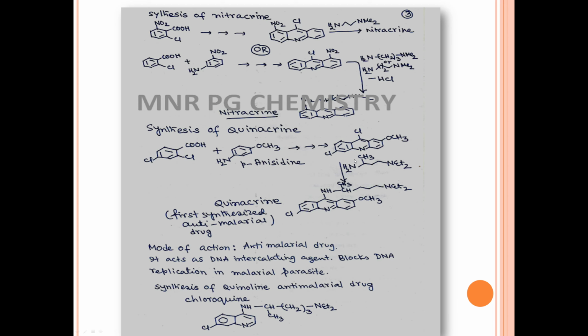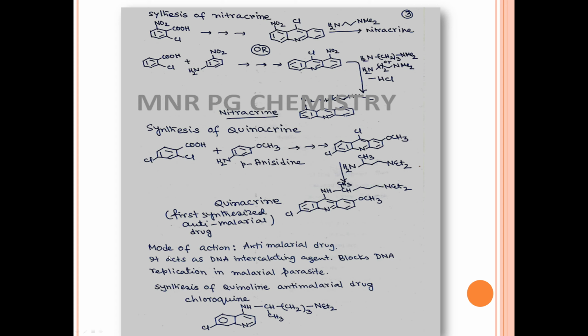So we will have the NH2 and the NEt2, the primary amine and the tertiary amine, separated by 3 CH2s. Adjacent to the NH2, we have one methyl substituent. So this molecule is quinacrine, and this is the first synthesized anti-malarial drug. Previously, the anti-malarial drug quinine, which is available in nature, was used for the treatment of malaria. But quinacrine is the first man-made molecule, the first synthesized anti-malarial drug.